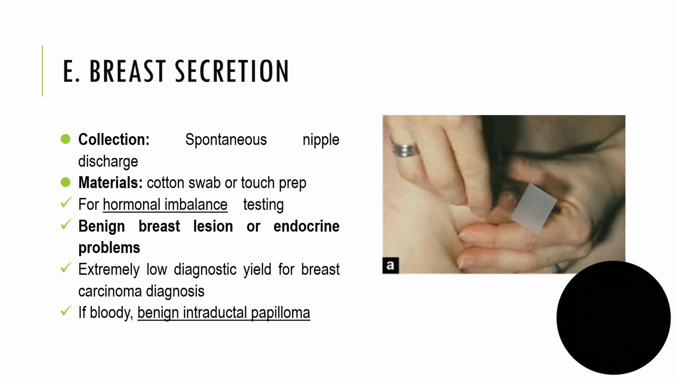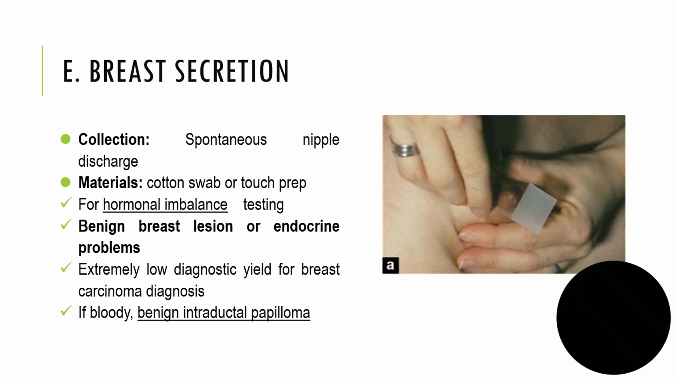Next, we have breast secretion. Breast secretion cytology involves examining spontaneous nipple discharge. Collection is simple. Use a cotton swab or touch prep to sample the discharge directly from the nipple. Breast secretion cytology is used primarily for hormonal imbalance testing and for evaluating benign breast lesions or endocrine problems. An important limitation to understand is that breast secretion cytology has an extremely low diagnostic yield for breast carcinoma.